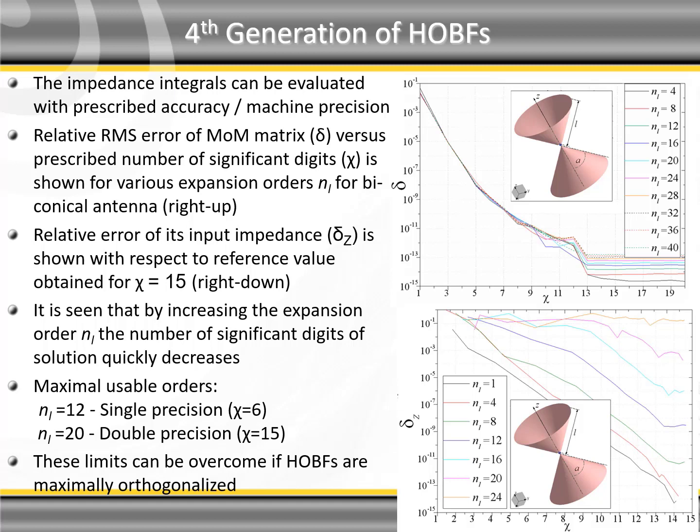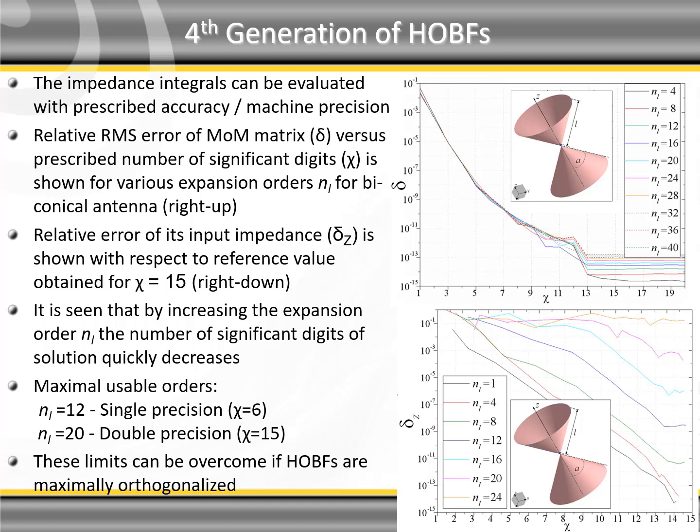Relative error of input impedance is shown in the lower picture with respect to reference value obtained for 15 significant digits. It is seen that by increasing the expansion order, the number of significant digits of solution quickly decreases. Maximal usable order in single precision is 12. Maximal usable order in double precision is 20. However, in the case of arbitrary composite metallic and dielectric structures, the maximal usable orders are 8 and 12 respectively.